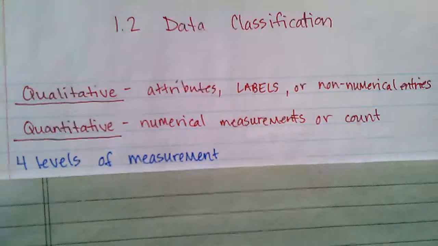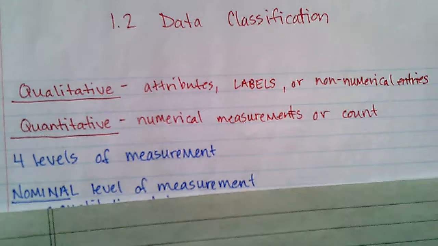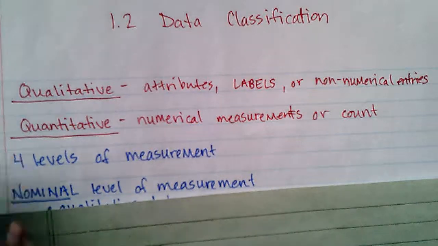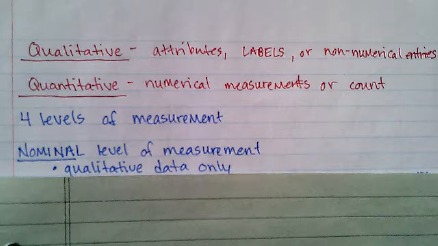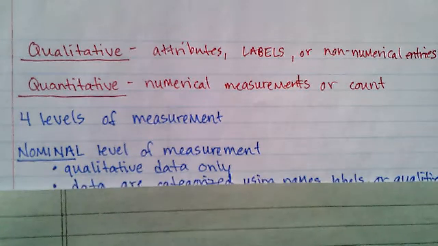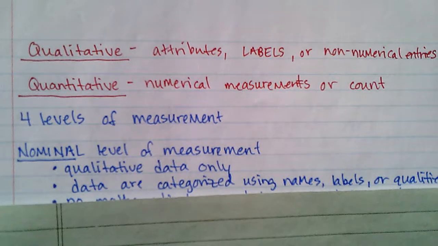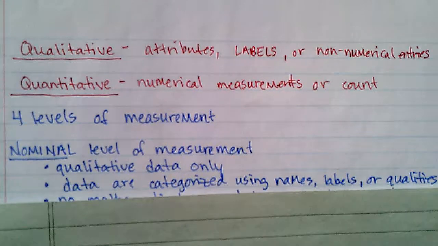There are 4 levels of measurement that we're going to talk about. The first one is the nominal level of measurement. Now, the nominal level of measurement is reserved for qualitative data only. The data are categorized using names, labels, or qualities. So we can put our data into categories, but we cannot do things like put them in order. So we could use political party or things like that.